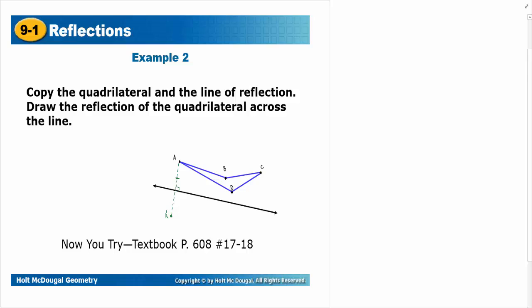And again, just to make sure we understand what's going on, those segments are congruent. The distance from the line of reflection to A is the same distance as it is from the line of reflection to A prime. So again, we're going to do that with every single point. So I'm going to come over here to B now, do the same thing. Again, that's forming a right angle. I'm going to try to go the same distance.